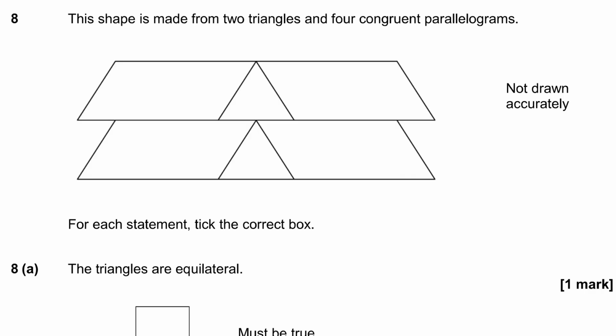This shape is made from 2 triangles and 4 congruent parallelograms. For each statement, tick the correct box. The triangles are equilaterals. Right. We don't know anything about the angles here, but assume if this one here happened to be 120, then this one would be 60. And because these are parallelograms and they're all identical, that one would also be 120, so this one must be 60, so this must be 60. So in that case, it could be that the triangles are equilateral.